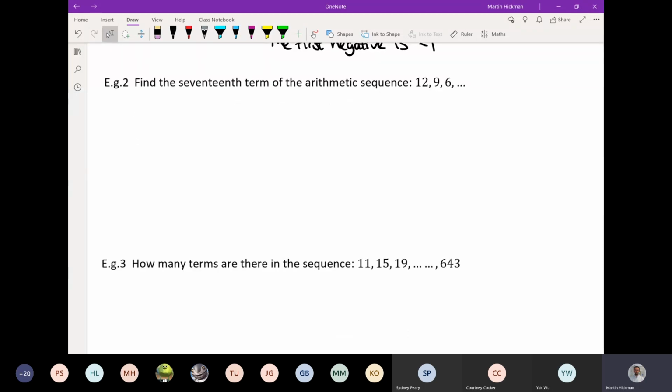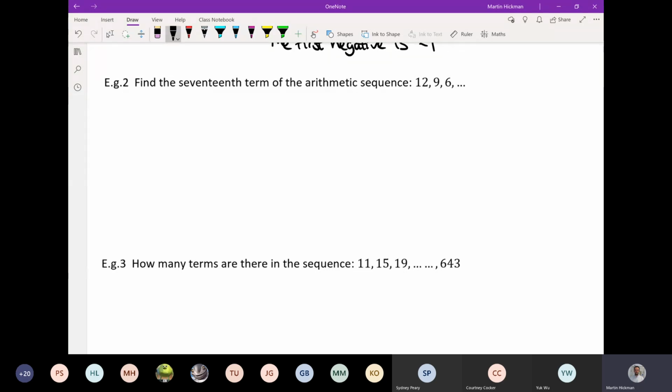So example 2, if you've looked at notes beforehand, just know that it should be the 17th term. There's a little mistake in the notes for this one, so just be aware of that if that hasn't been changed. So example 2, find the 17th term of the arithmetic sequence as follows.